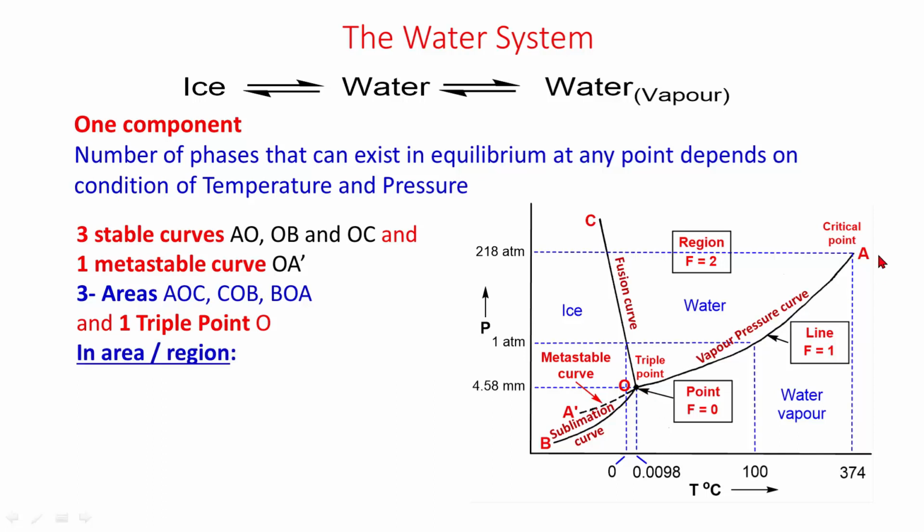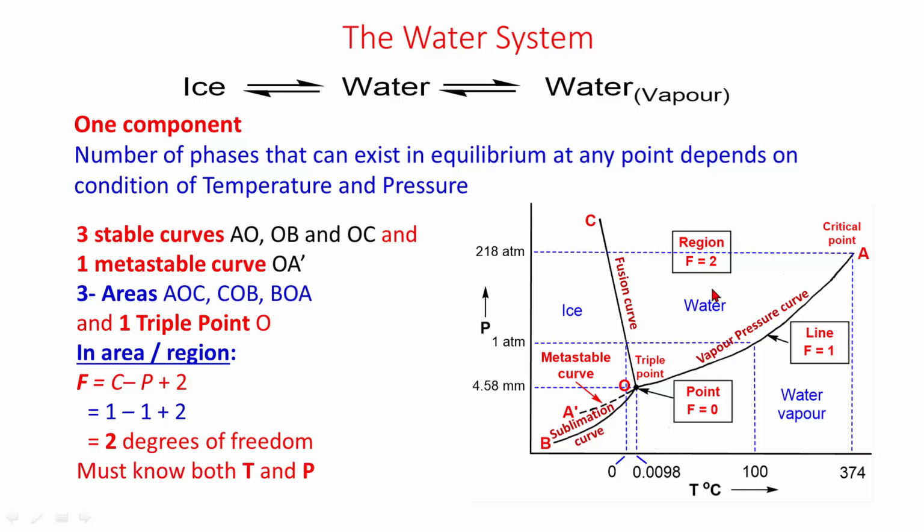In the area, whether it is this or this, phase is 1 and F comes out to be 2. In the region, F comes out to be 2. That means if I want to know the state of a system here, I must know temperature as well as pressure to know the state of the system.